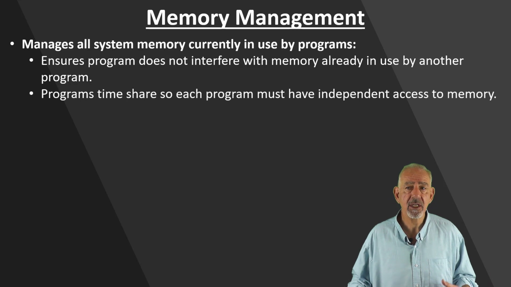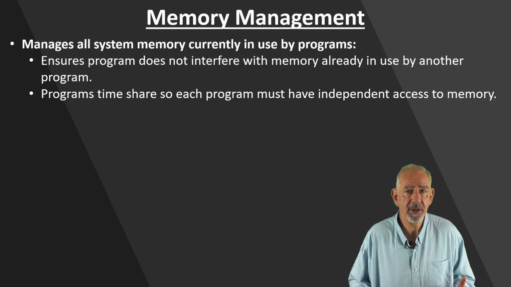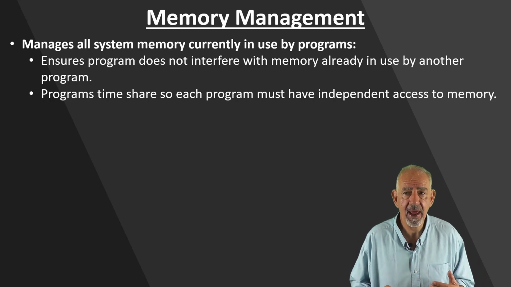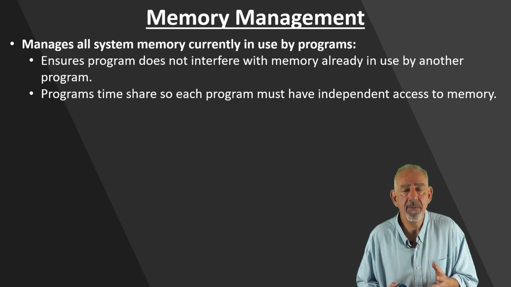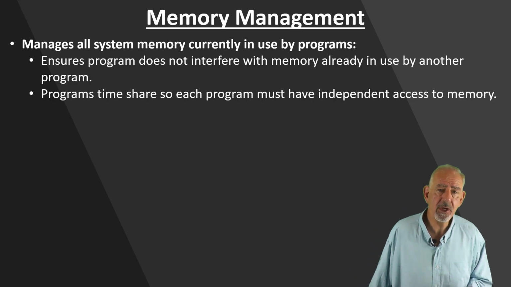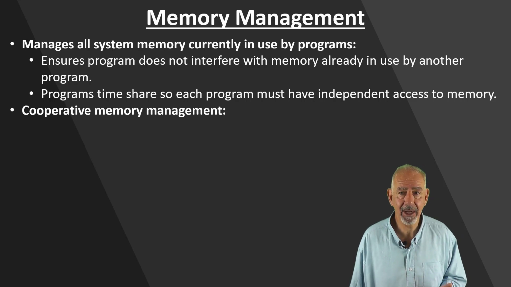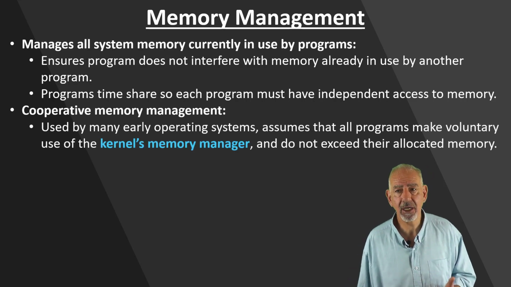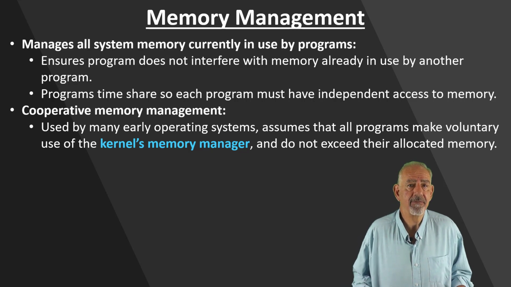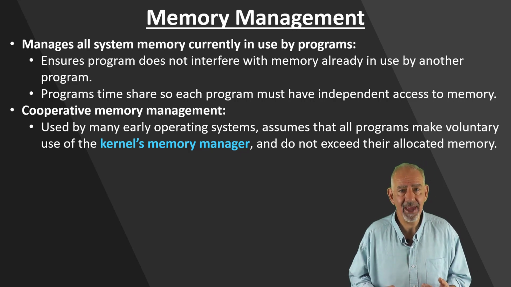So programs time share so that each program has independent access to the memory, because every program gets a slice of time, as we'll see with multitasking later on. And each program must have independent access to that memory. In the early days, we used to have something called cooperative memory management. Yes, you can see a problem coming up here. It was used by many early operating systems and basically assumes that all programs make voluntary use of the kernel's memory manager and don't exceed their allocated memory.